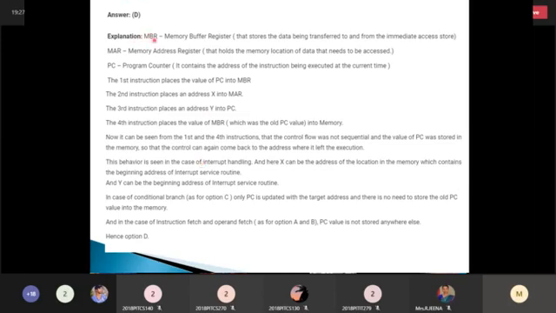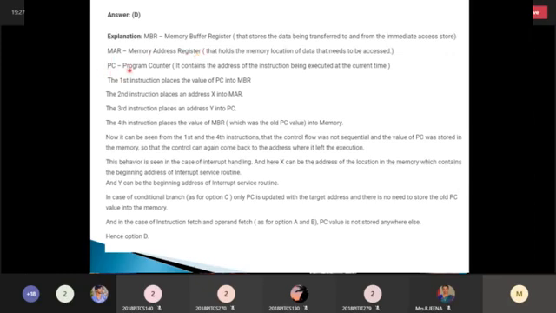As I said previously, MBR is the memory buffer register, which stores the data being transferred to or from memory. Next is MAR. MAR is the memory address register, which holds the memory location of the data that needs to be accessed.